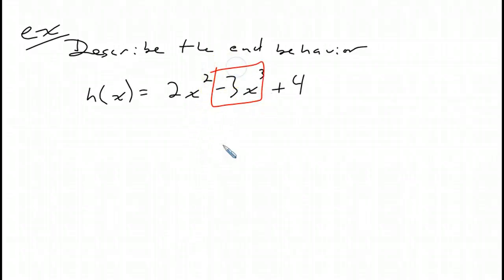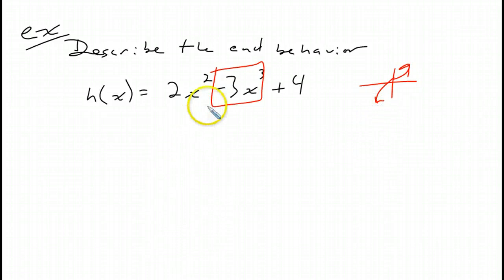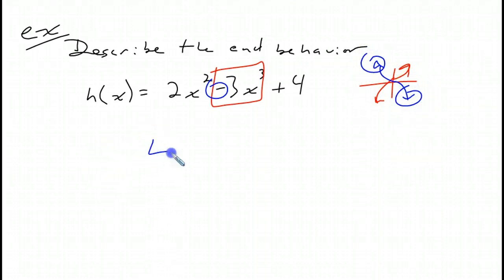So my highest power is cubed, so my leading coefficient is this one, similar to your cubic. However, I notice that I have a negative in front of it, so that negative is going to flip it. It's going to reflect it over the x-axis. So really, I'm going up in the left hand, down in the right hand, so the left hand goes to infinity, the right hand goes to negative infinity.